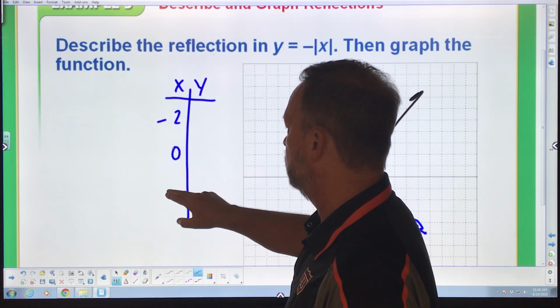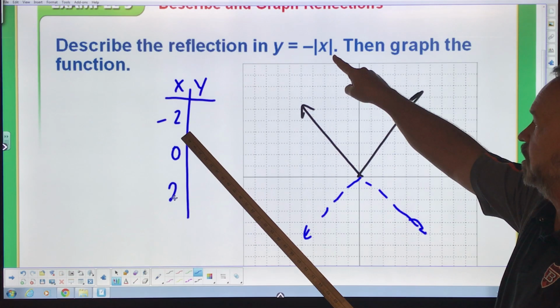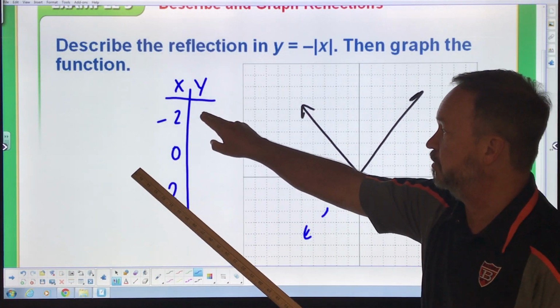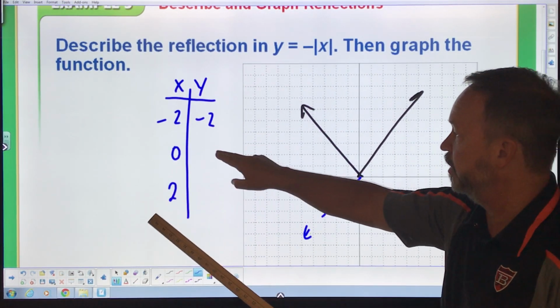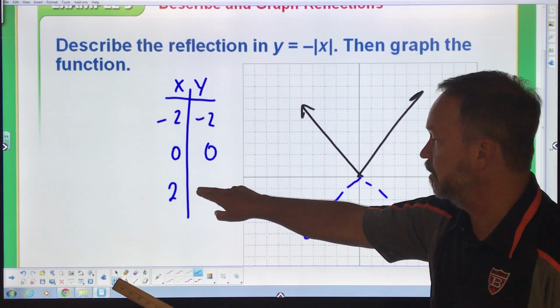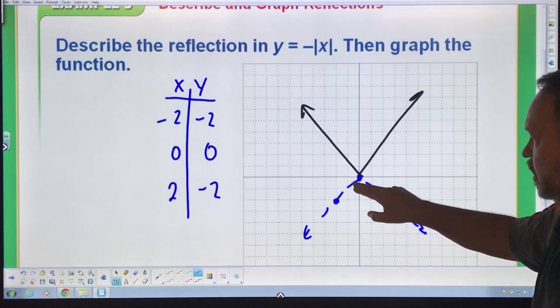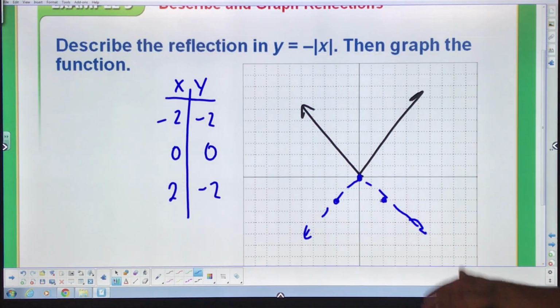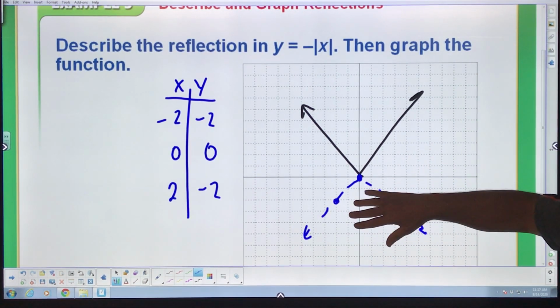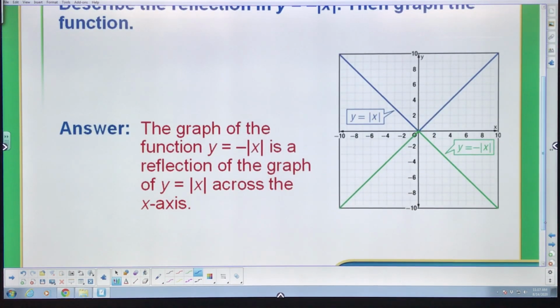-2, 0, and 2. So if you put -2 in here, the absolute value of -2 is 2, but you got -2. Put the 0 in here, it's 0. Put the 2 in here, absolute value of 2 is 2, but it's -2. So where are those points? -2, -2, 0, 0, and 2, -2. So you can see it just reflects across the x-axis. That's how that works. They put the parent, they put the kid.